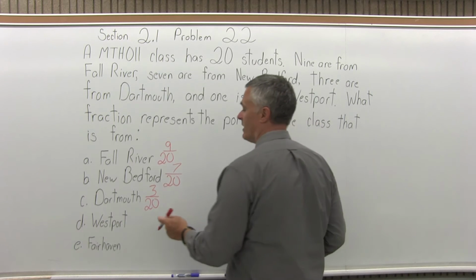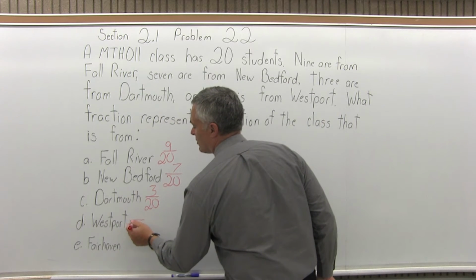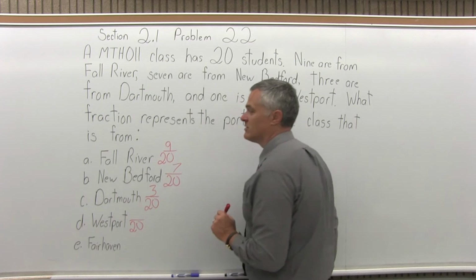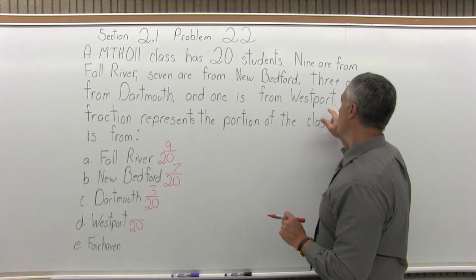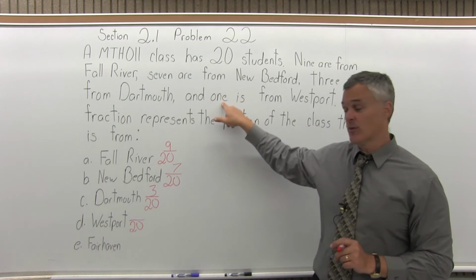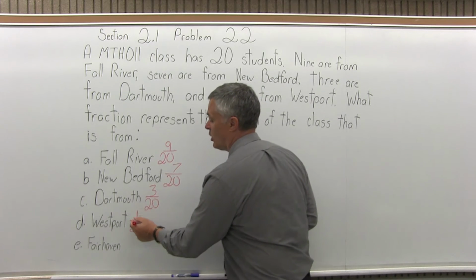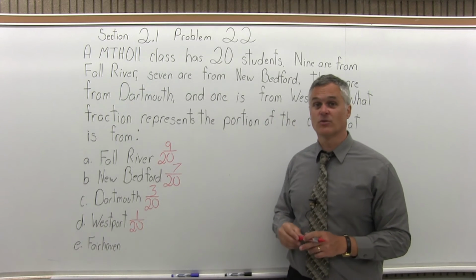Next is Westport. Again, the denominator will be 20 because that's how many students are in the class altogether. And it says 1 student is from Westport, so 1 will be the numerator. 1/20th of the class is from Westport.